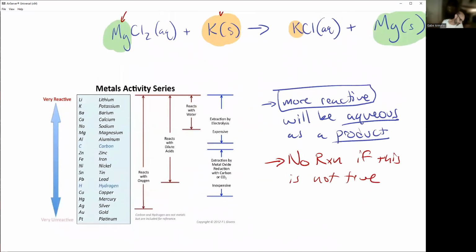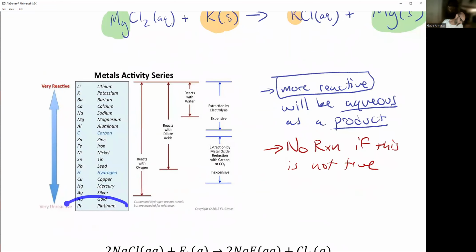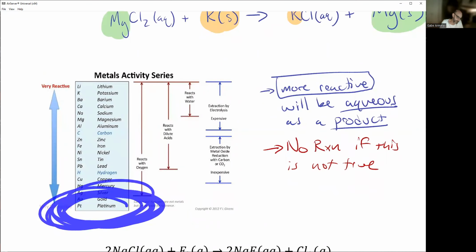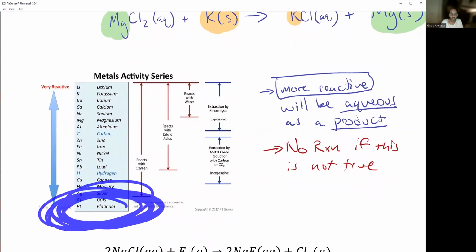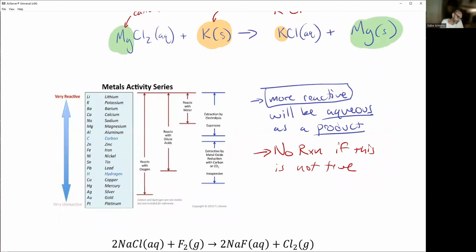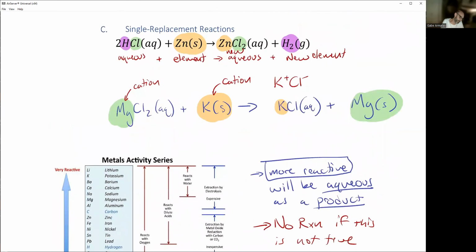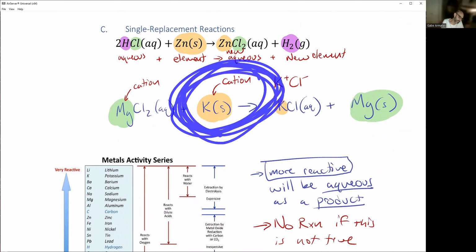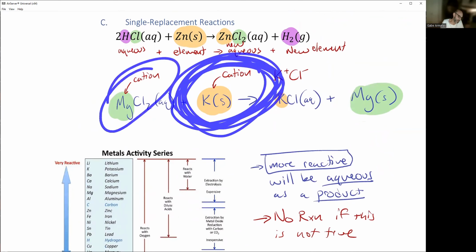Okay, so for example, platinum way down here is not reactive at all. So we always expect platinum to be in its elemental state on the product side of the reaction. Lithium is never going to be, it's hard to create lithium because lithium is so reactive, it always wants to be in the ion form. It always wants to be aqueous. Okay. All right. So we're going to do a handful of these, but single replacement, identify the element on the reactant side if it's cation or anion, and then decide.